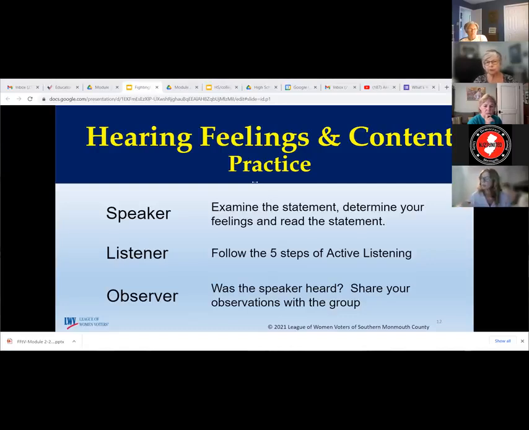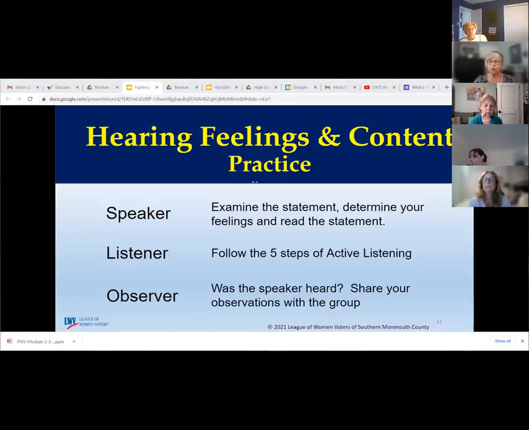If you're the listener, you're going to hear the statement and then use the steps on the slide, which you'll have in front of you, to try to understand the feelings and the content of the statement. Don't worry about being wrong. The speaker will help you clarify as you ask questions, and keep asking for clarity until you both really agree on what the speaker was saying.